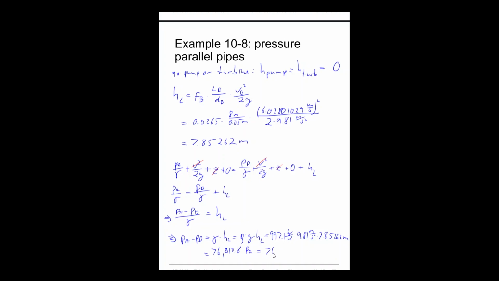or 76.8 kilopascals. Let's make that clear that this is not 768, 76.8 kilopascals.